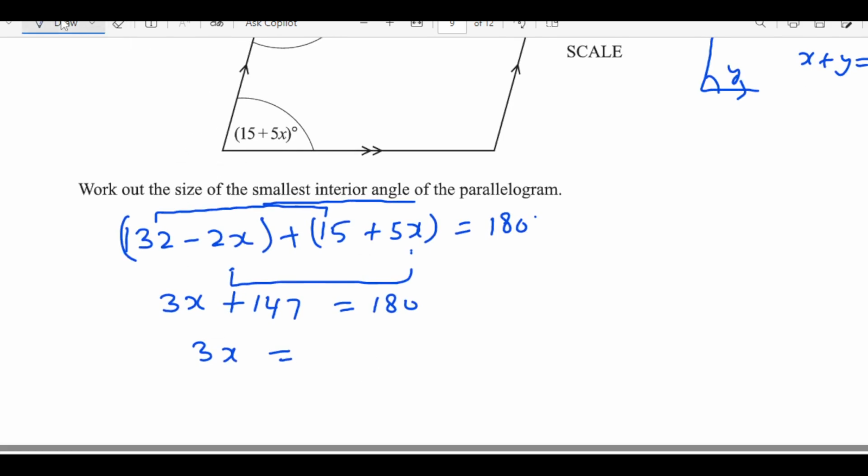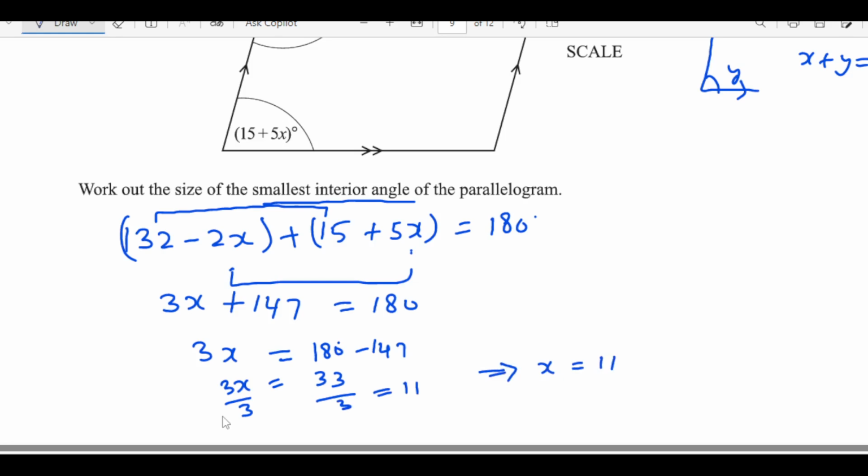3x equals 180 minus 147. When you subtract this, we get 33. Divided by 3, this is 11. So that means the value of x is 11.